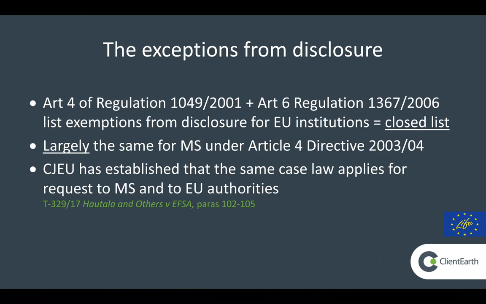And for the EU member states, they are contained in Article 4 of Directive 2003/4, and they're largely the same. And so the Court of Justice has held that essentially the case law applying to either the regulation or the directive is applicable both with regard to requests to member state and European Union authorities.